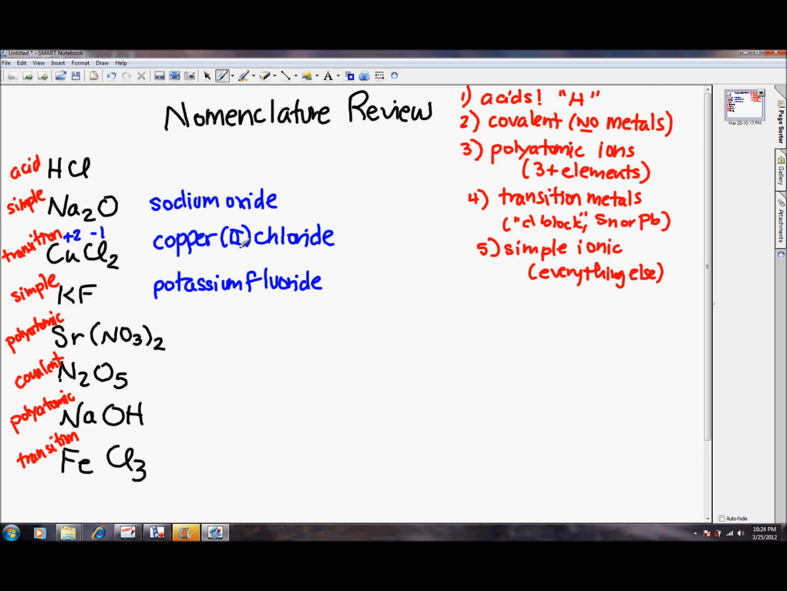Okay, remember, the Roman numeral 2 is the oxidation number, which we had to do a little detective work to figure out. Okay, let's go to our next transition metal. Okay, Fe is iron.